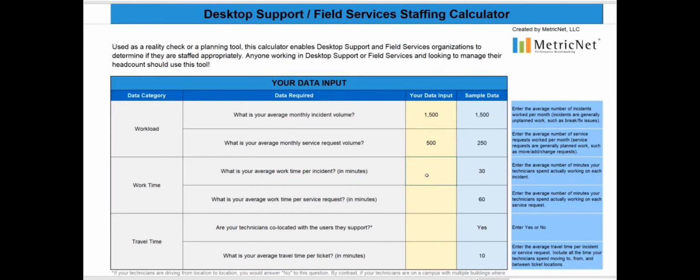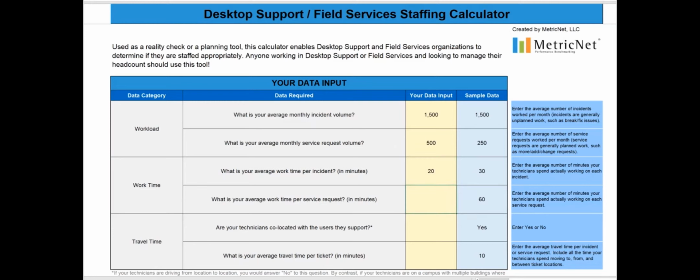The next thing we ask for is the work time per incident. Please note that work time is very different than mean time to resolve. If I open up an incident at noon and close it at 4 p.m., that's a 4-hour MTTR. But chances are you weren't working on it for 4 full hours. You were probably only working on it for 20 or 25 minutes. So let's just put 20 minutes in here. But again, remember that this is not MTTR. This is the actual amount of time a technician spends working on that ticket.